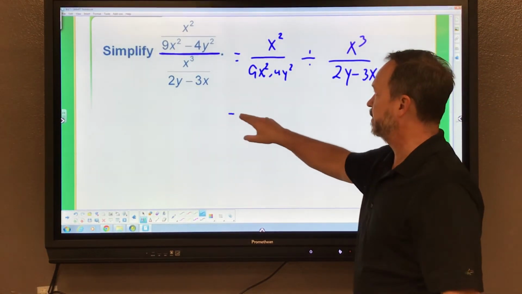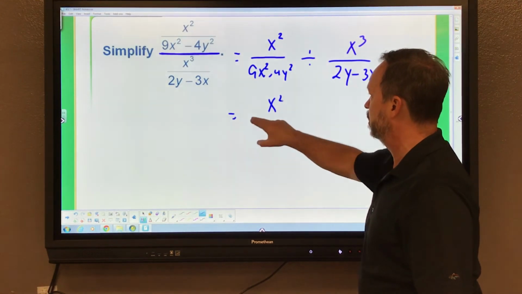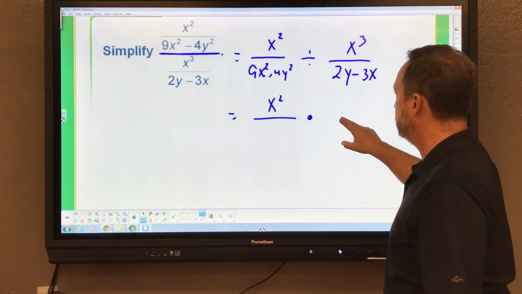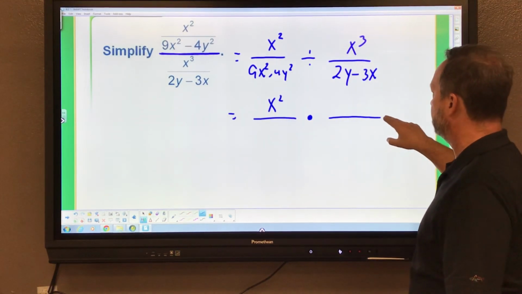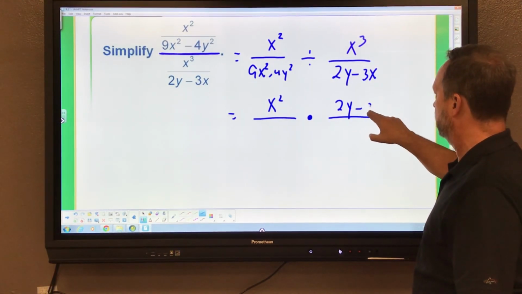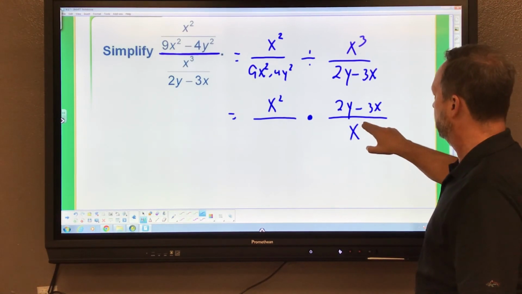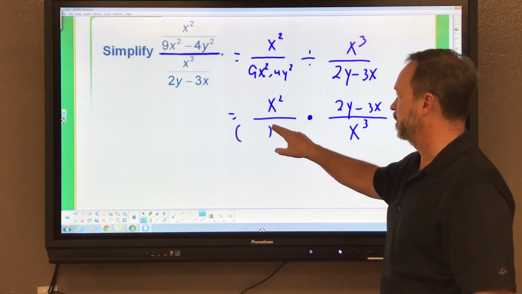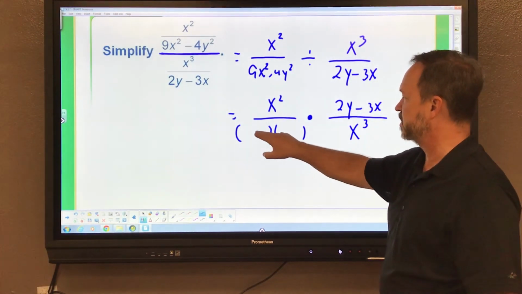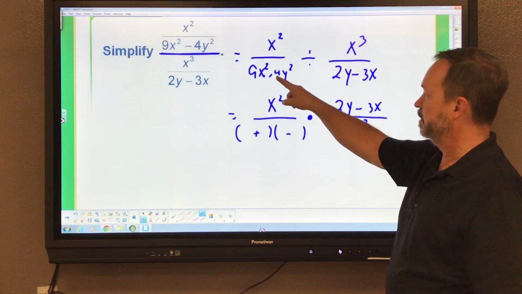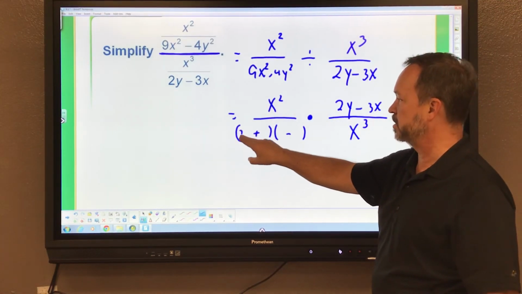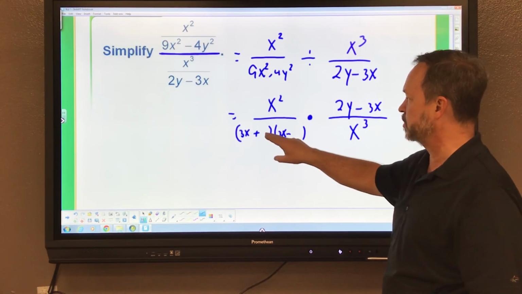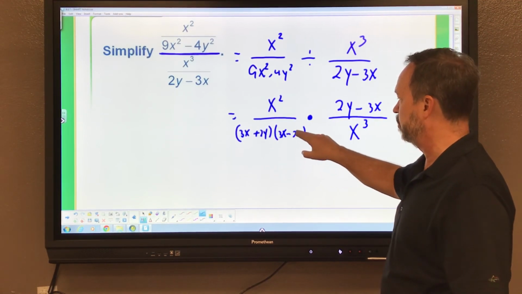And we talked about how you keep, by the way, that's the difference of squares, I'll come back to that, you change and you flip. So the only thing I've got to do is deal with this difference of squares. Double bubble, different signs, like an eye winking at you. That's a square because that's 3x squared, so 3x and 3x. That's a square because 2y squared, so 2y and 2y.